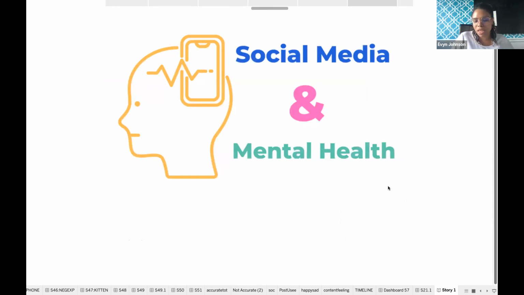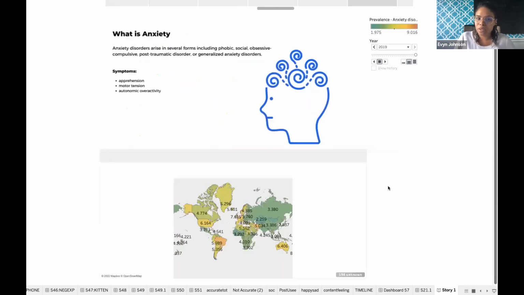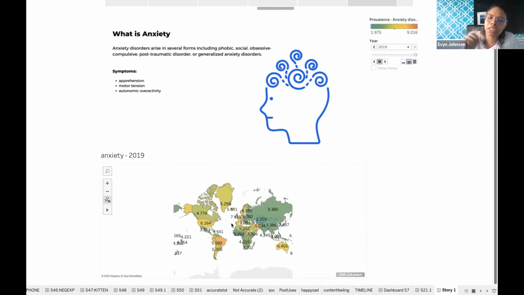So social media and mental health. What we're going to focus on today is 5 main areas. We're going to talk about anxiety, depression, addiction, comparisonitis, and anger. So what is anxiety? Anxiety disorders arise in several forms, including phobias of social media, obsessive compulsive disorders, PTSD, or just generalized anxiety. And this is a little chart that we're going to take a closer look at on the next slide.